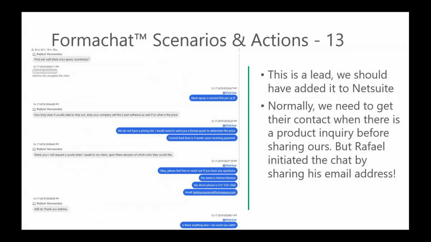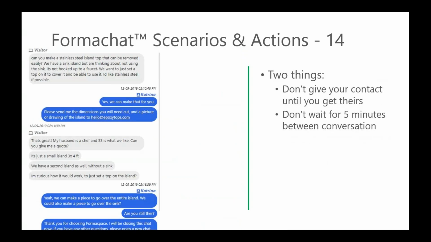All right, so our scenarios, there's not that many left. So what is it here? Again, this is a good example of getting the name. We already have the name. And at the end of this chat, Katrina is sharing her contact information and asking if there's anything else we can help with. But actually, we already have the information, so we could have just created a lead on NetSuite and followed up with the client, whatever the cycle is for those follow-up emails or follow-up contacts. So I'm just saying that this is a lead we left behind. It should have been in NetSuite.